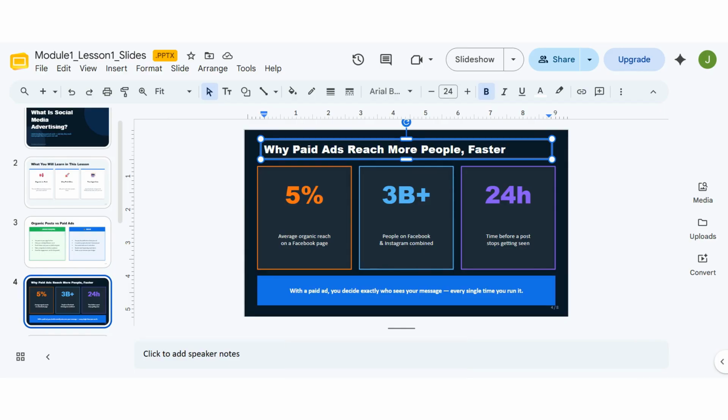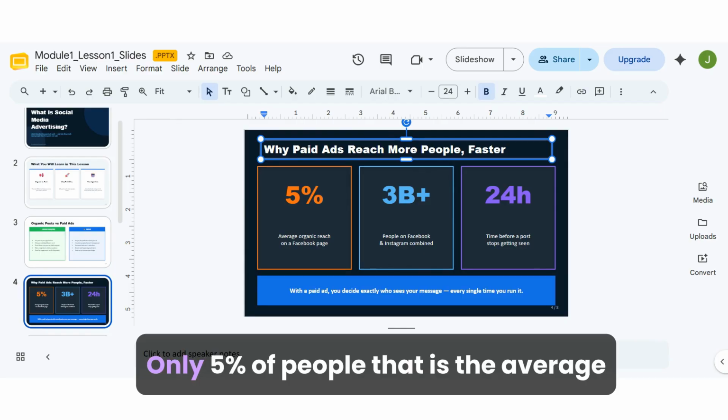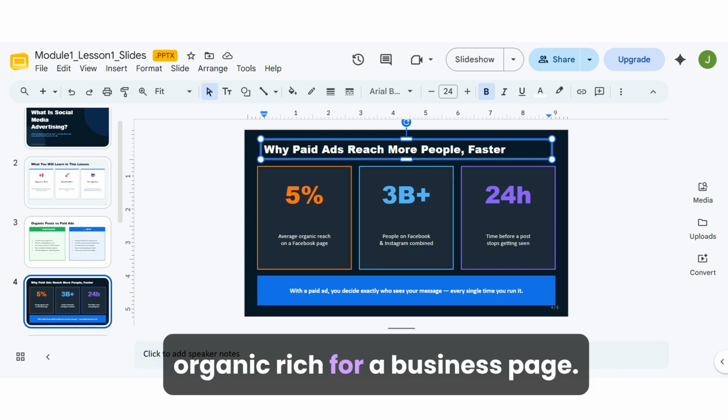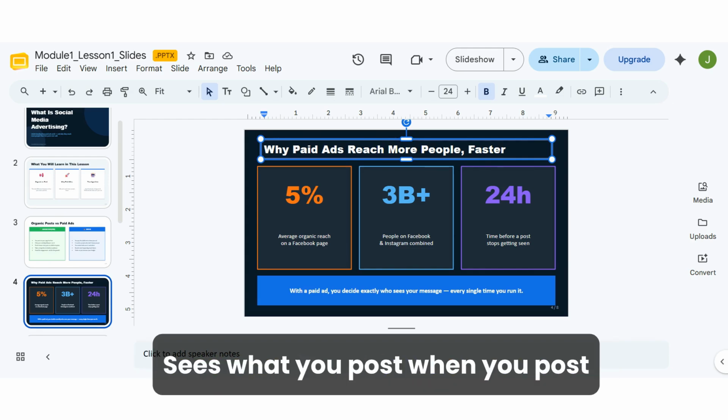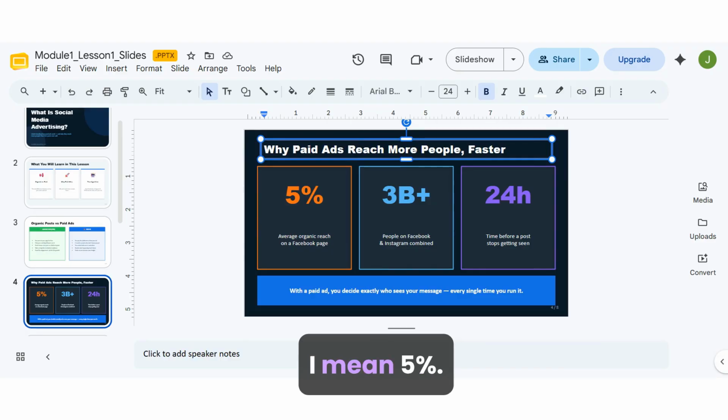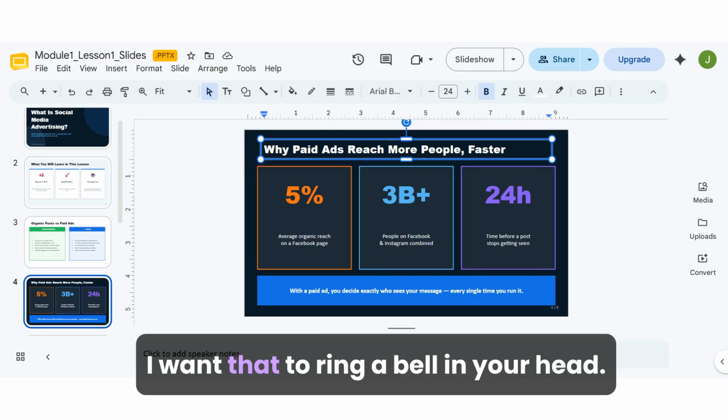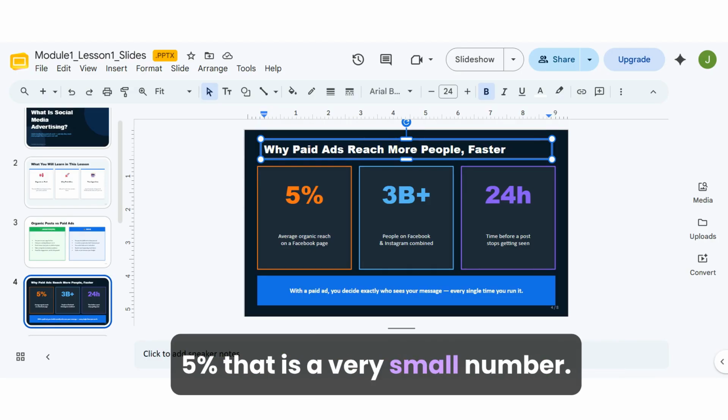Number one, only 5%, that is the average organic reach for a business page, of people see what you post when you post organically. I mean 5%. I want that to ring a bell in your head. 5%, that is a very small number.